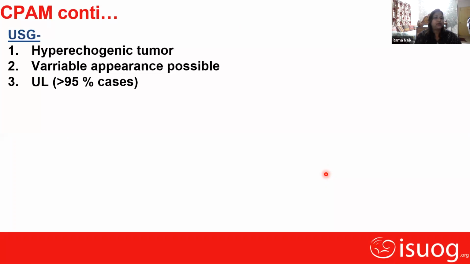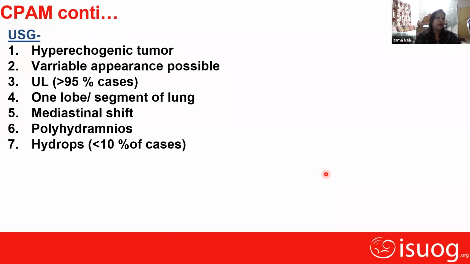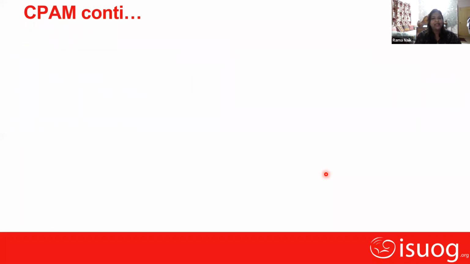So in the ultrasound, you will find a hypoechogenic tumor inside the lungs of variable appearance. It is usually unilateral, and it involves one lobe or one segment of the lung. There will be mediastinal shift, and polyhydramnios will be there. Hydrops occurs in less than 10% of cases. There is no increased risk of chromosomal or genetic defect, but other systems may be involved, like cardiac or renal. So you have to see the fetus in detail and do a detailed anomaly scan.